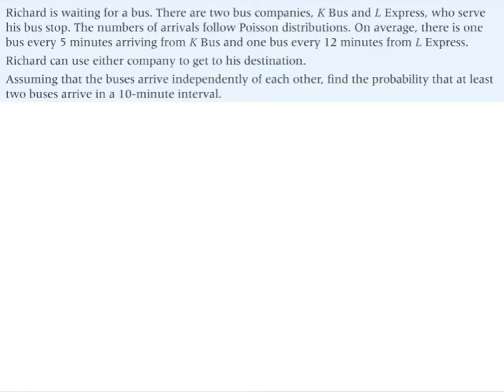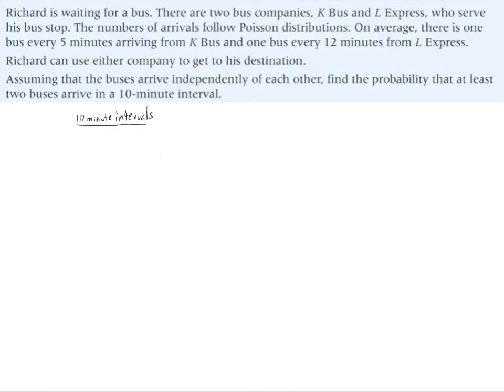can use either company to get to his destination. Assuming that the buses arrive independently of each other, find the probability that at least 2 buses arrive in a 10-minute interval. All right, so let's talk through how we would work this out, right? What we want to know is, what is the probability that 2 buses arrive in a 10-minute interval? All right, so we are looking here at 10-minute intervals.